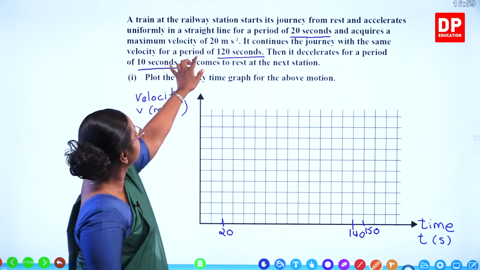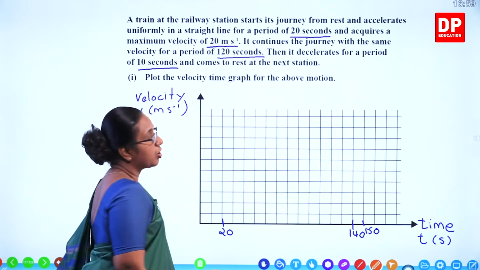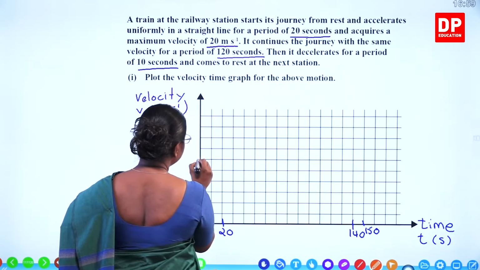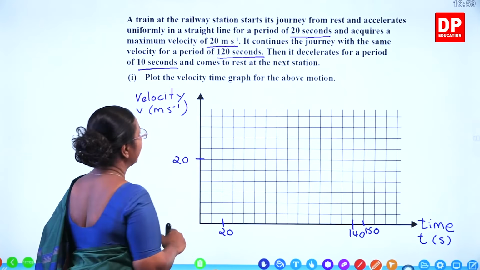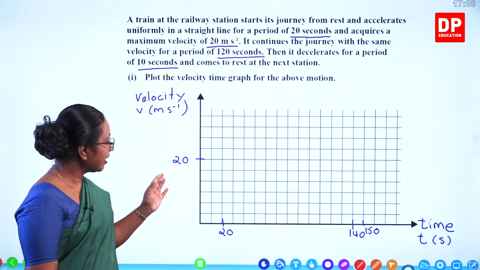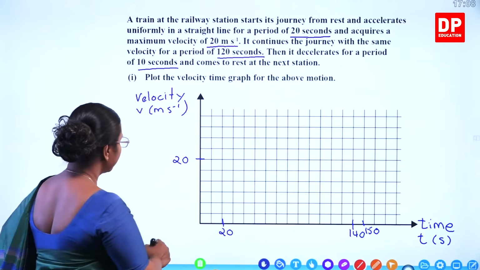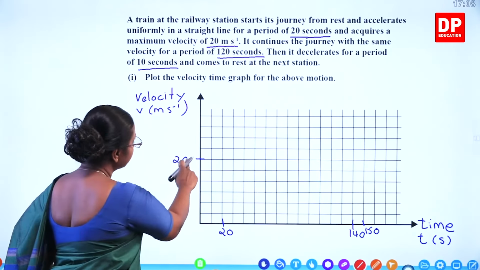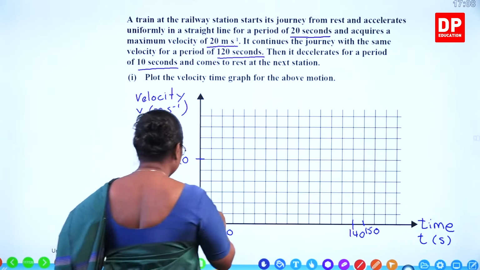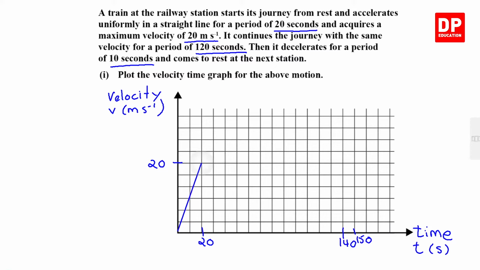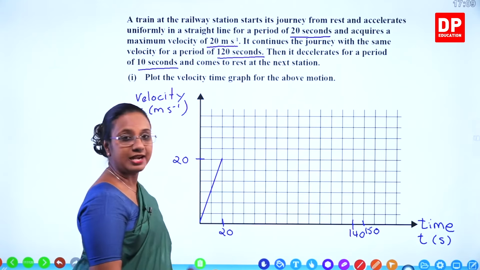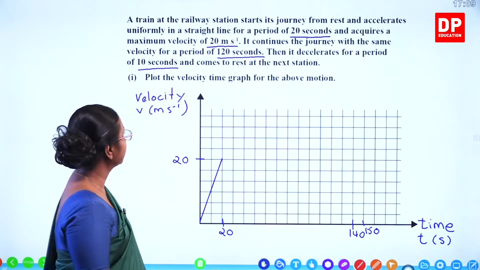Here the velocity, the maximum velocity reached was 20 meters per second. So, we can mark that value here at 20 meters per second. Now, I will draw the graph for this motion. Initial part where the train starts from 0 and reaches a velocity of 20 meters per second. Okay. So, I am sure children you can draw to the exact point. So, it has to start from 0 and come to a velocity of 20 meters per second.